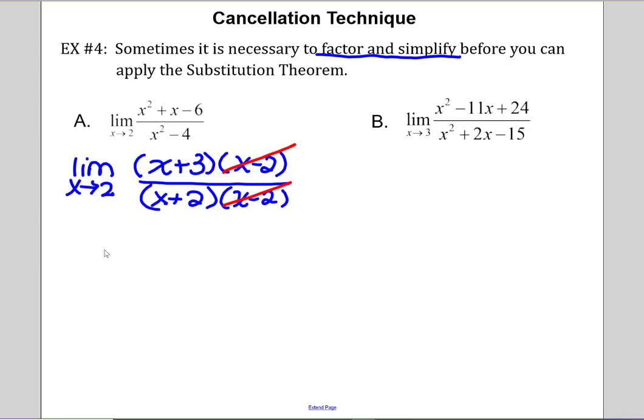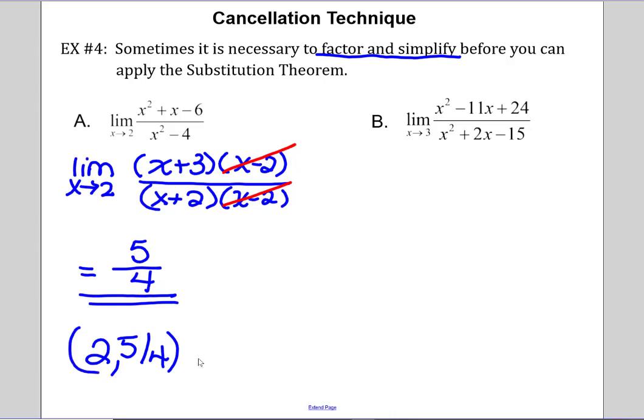Then we can try direct substitution. So 2 plus 3 is 5, and 2 plus 2 is 4, and you do have a limit. The graph would have a hole at 2, and the y value of the hole would be 5 over 4. So (2, 5/4) is a removable point discontinuity. You might want to explore that on your own using a graphing calculator to see what happens.